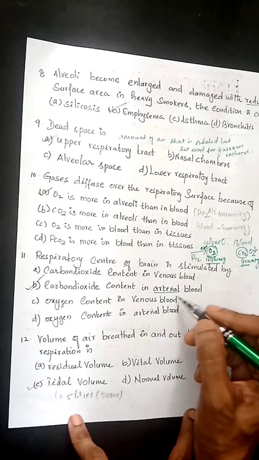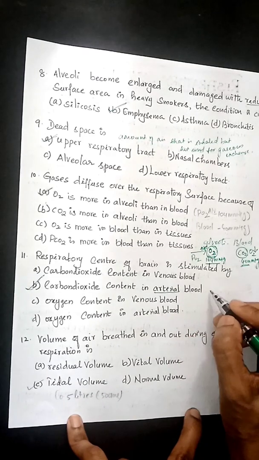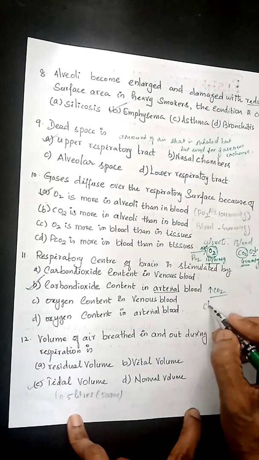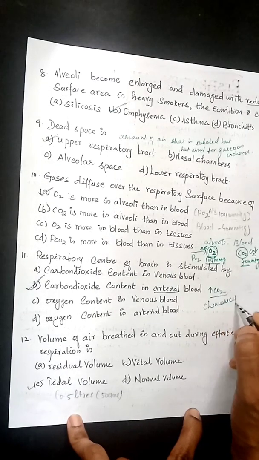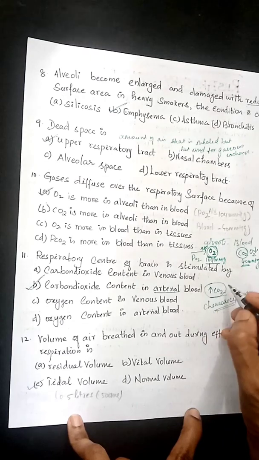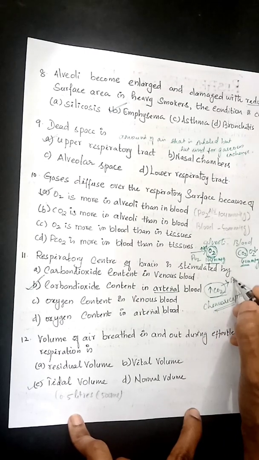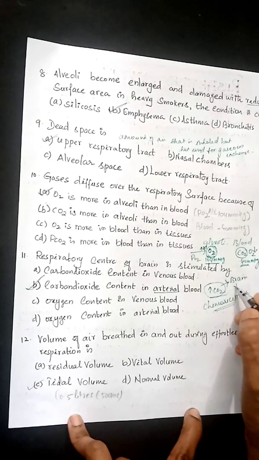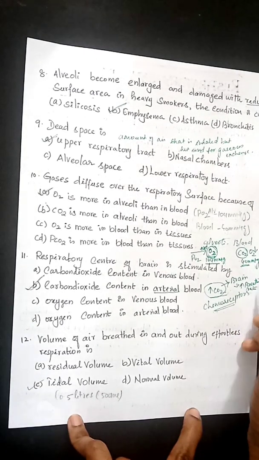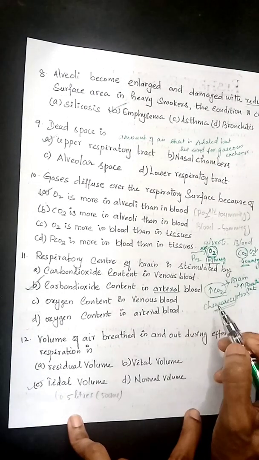Carbon dioxide content in arterial blood is the correct choice. When there is increase in level of carbon dioxide in the arterial blood, there are chemoreceptors in our body, in the blood vessels, which detect the increased level of carbon dioxide and send a message to the brain and it increases the breathing rate. And the carbon dioxide level in the body will be maintained.